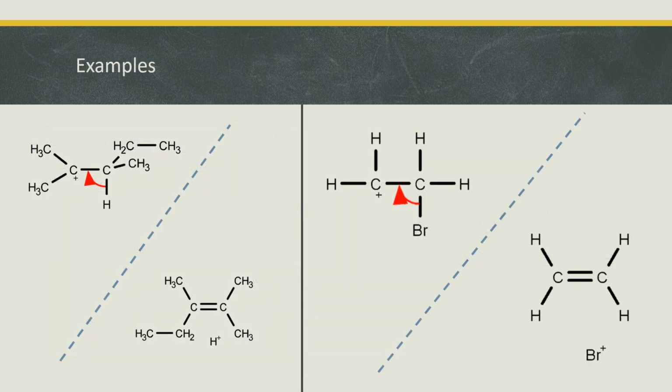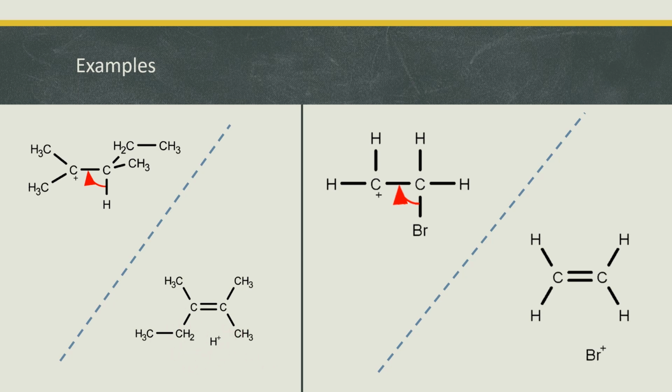Again, we have a couple of examples here. In our first example, we see that we have a carbon chain with methyl substituents and a positively charged carbon atom. And the electron density from the sigma bond between the carbon and hydrogen is moving to form a pi bond between the two carbons, causing our hydrogen to break off as a proton from the rest of the molecule, resulting in the formation of a more stable alkene in the end.